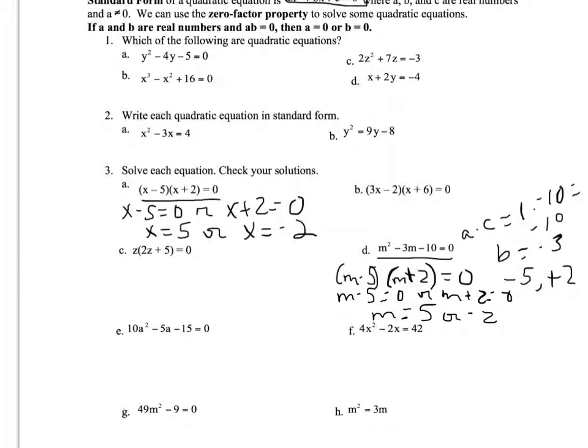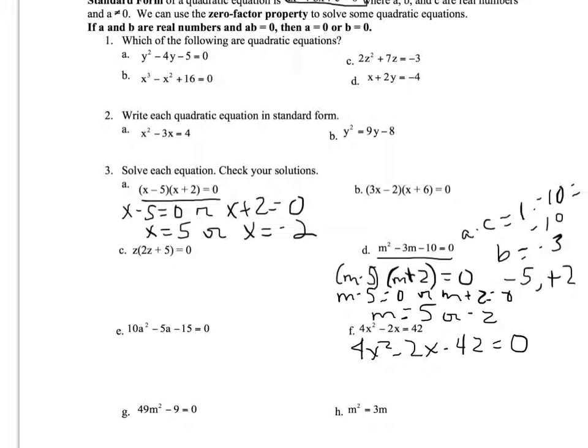Now the only thing that's different on one like F, notice it is not set equal to 0. Don't try to factor until everything is on one side and 0 is on the other. So the first thing I'm going to have to do is subtract 42 from each side, and that would give me 4x squared minus 2x minus 42 equals 0. And now I would factor as I would any other factoring problem.